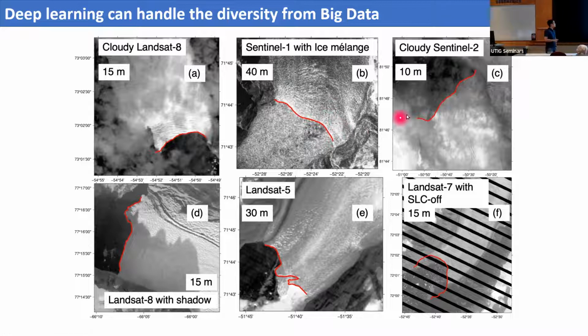And also here's a cloudy Sentinel-2 image, and here's an image with shadows. And over here is a terminus with small features, which can also be tracked by our deep learning network. And even for this one, the Landsat 7 with this strip-like gap, our deep learning network can also pick the terminus.